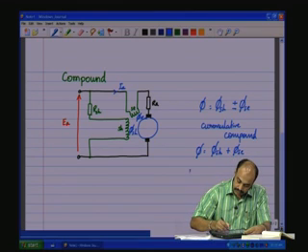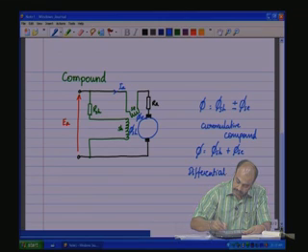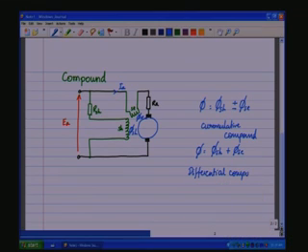And the differential compound, the resultant flux will be the shunt winding flux minus the series winding flux. So, the resultant flux is going to be lesser in amplitude.